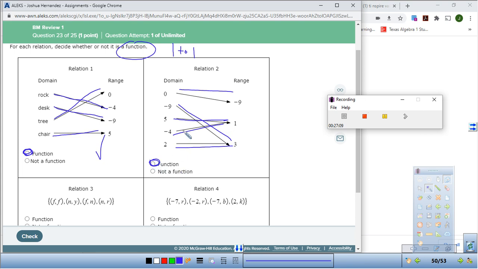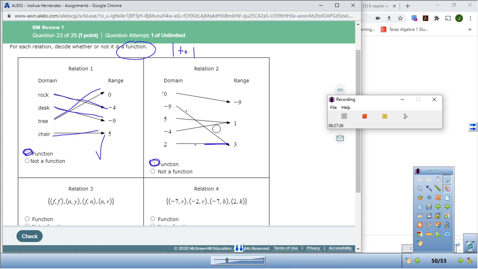Just FYI, if you want to make this one not a function, then have this number 2, or any element from this domain, go to another. You see how this 2 goes to 2, not function. But what they gave us is a function.